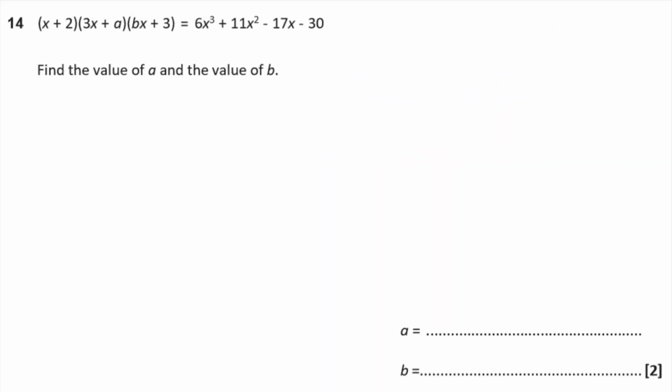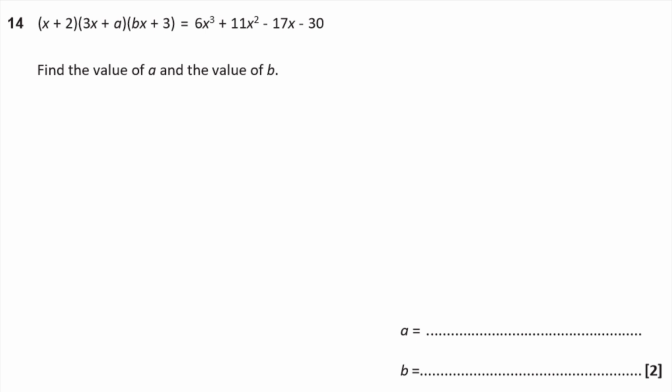Question 14, we've got (x + 2)(3x + a)(bx + 3) equal to 6x cubed plus 11x squared minus 17x minus 30, and we need to find the values of a and b. Okay, now I think what we're going to do here, we've got triple brackets, which I'm going to try and multiply out as best I can and then compare with the other side to see if I can work out what the values of a and b are, using a technique called comparing coefficients.